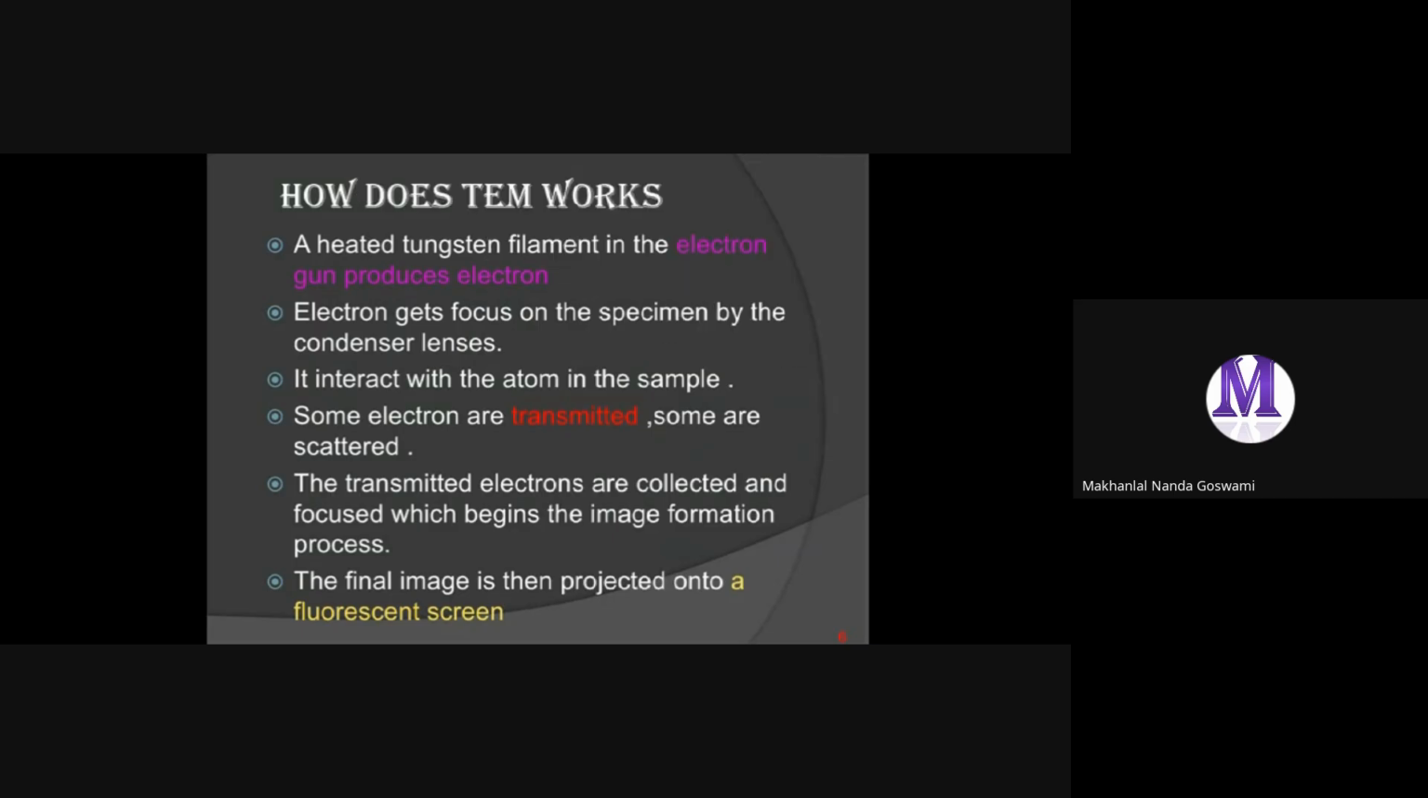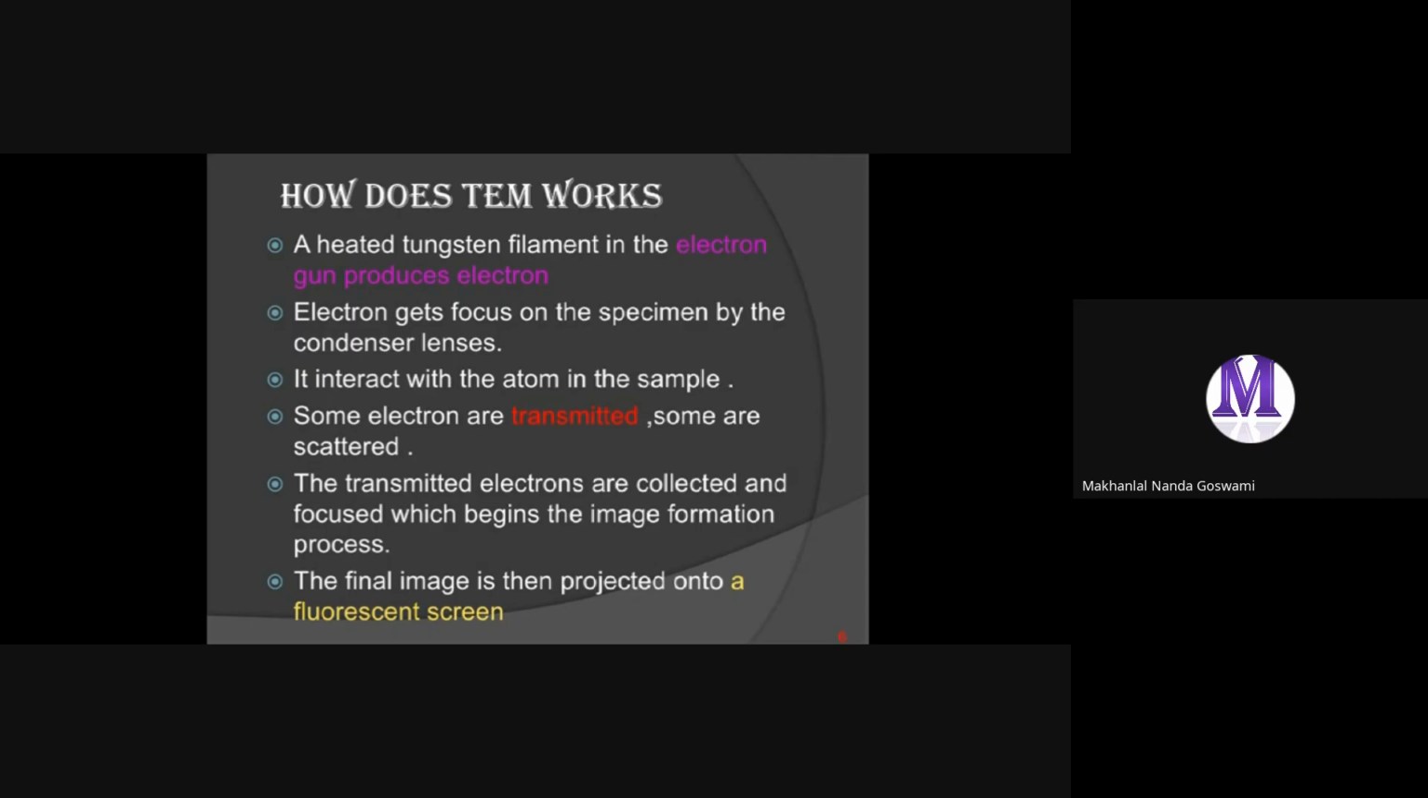Now let's see the working of the TEM. How does TEM work? TEM uses a high energy electron beam to create an image. The electron gun at the top of the TEM emits electrons. Electrons travel through the vacuum in the column of the microscope. TEM uses electromagnetic lenses to focus the electrons onto the specimen. The electron beam passes through the specimen under investigation.